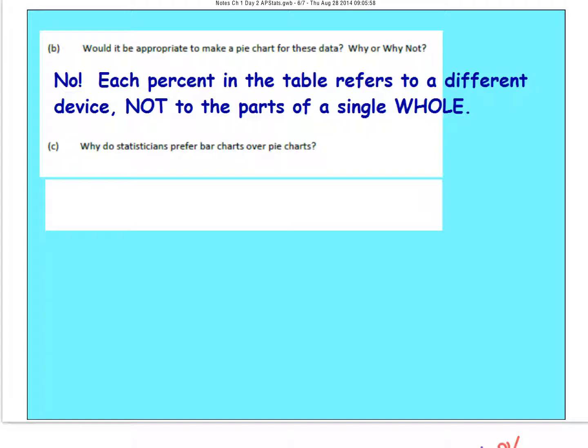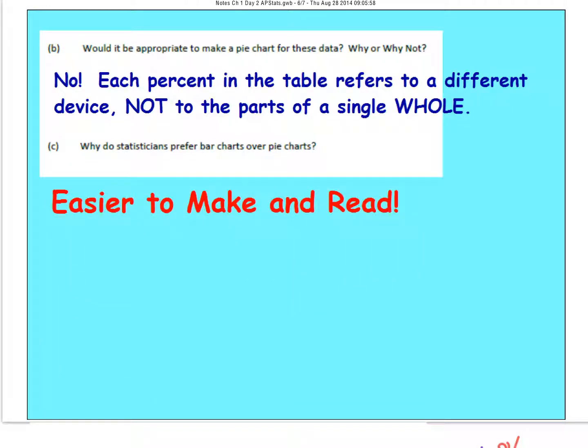Each percent in the table refers to a different device, not the parts of a single whole, so it would not work in this case. Part C, why do statisticians prefer bar charts over pie charts? We already talked about that. They're just easier to make and read.